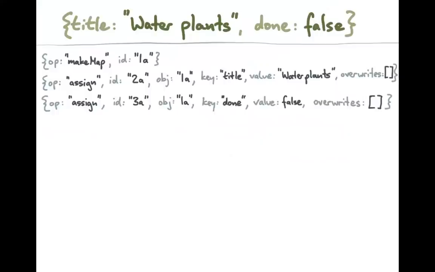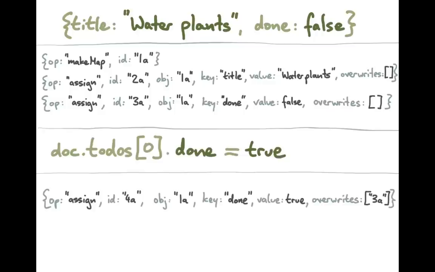For example, if the task is to create this object with two keys, title and done, and the values are water plants and false, the operations that would make that are, first of all, we make a new empty map object, and that operation has an ID. Then we assign the value water plants to the key title, and similarly for the key done. We give each operation a particular ID.